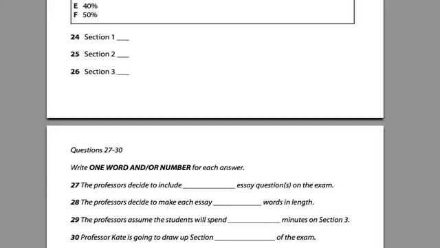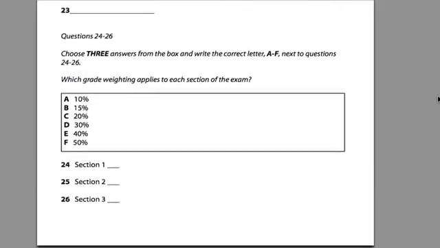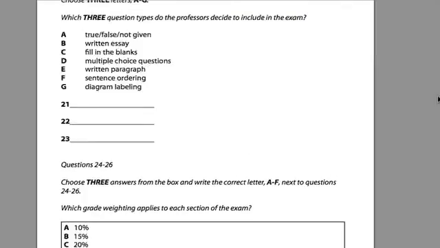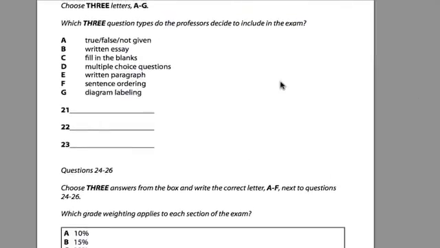Okay, we'll stop it there. Now, very challenging listening, that one. At 2 different points in the listening, Professor Kate states exactly what they're going to include. So of the 3 question types that will be included, the very first one they mention is the essay. So B. And you heard later that there are actually going to be 2 separate essays.